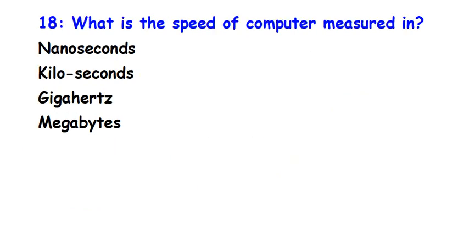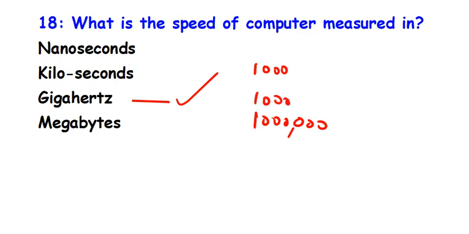Question number 18, what is the speed of a computer measured in? The speed of a computer is measured in gigahertz. Kilo means 1,000. We learned about prefixes. Mega is a million. Giga, we're talking about the billion.